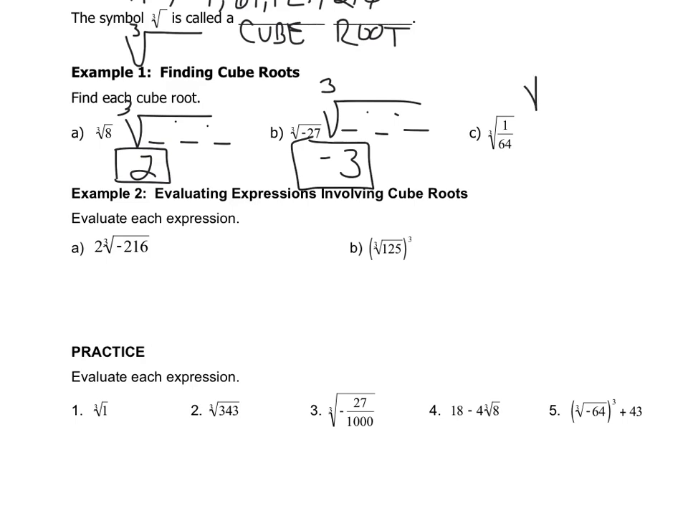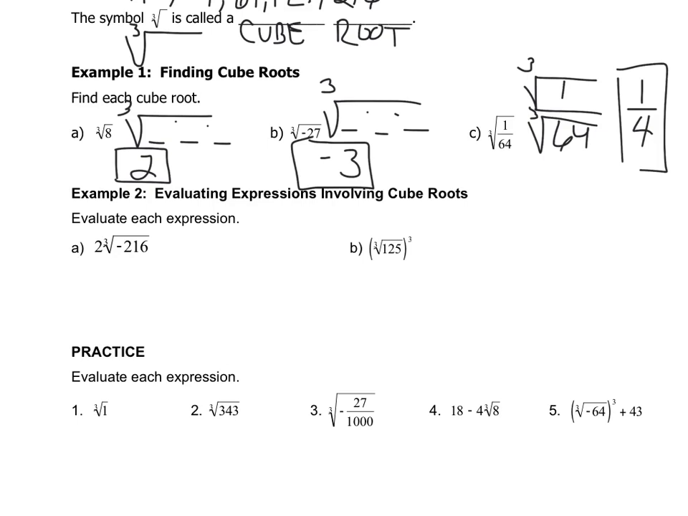So the same idea that we did, I see two perfect cubes. I see the cube root of 1 and the cube root of 64, and that's going to help me find the cube root of 1/64. The cube root of 1, 1 times 1 times 1. The cube root of 64, 4 times 4 is 16, times 4 is 64. So 1/4 times 1/4 times 1/4 is 1/64.